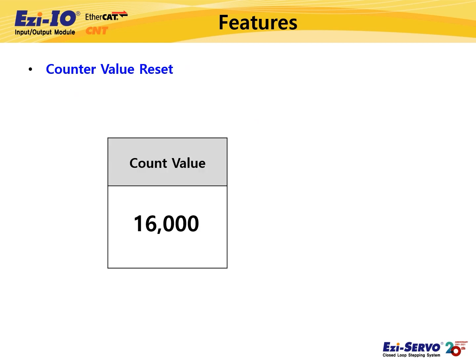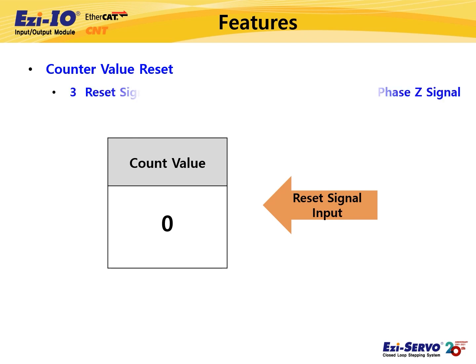Second is counter value reset function. This function resets counter value to 0 when reset signal is input. Reset can be executed with PDO command through EtherCAT communication, external reset signal or phase Z signal.